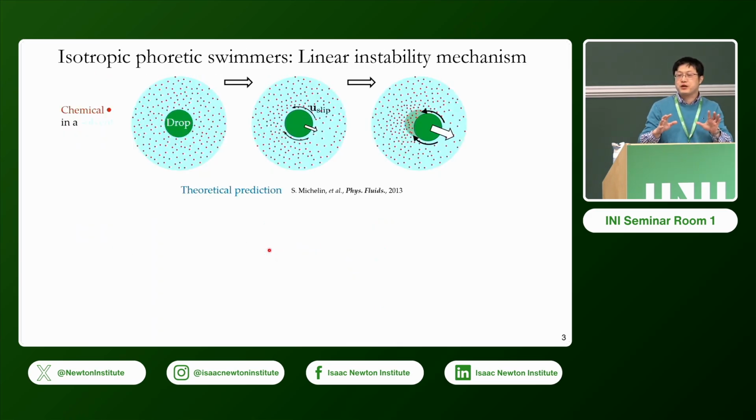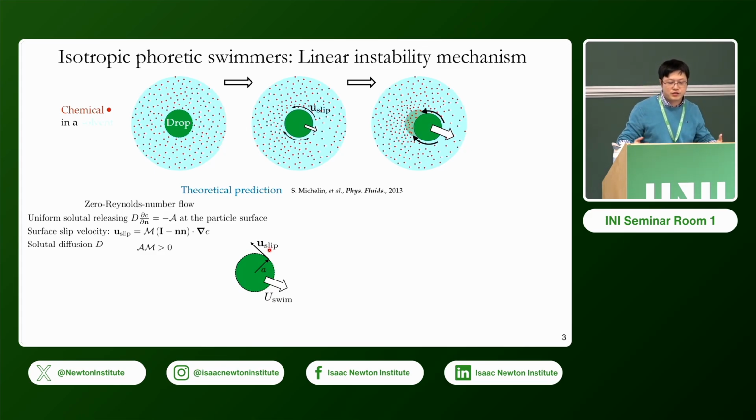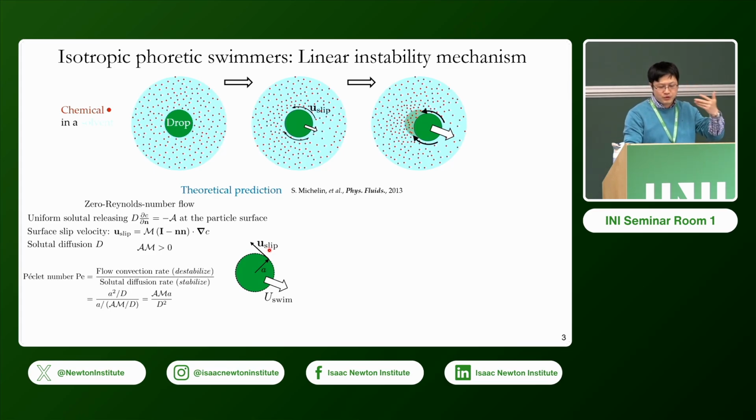This very simple physical picture has been theoretically characterized and modeled by Sebastien Michelin, Eric Lauga and Dominique Bartolo in 2013. The simple picture is that the droplet can be regarded as a spherical particle without internal flow, and on the surface of the particle, it has a uniform and constant release of a chemical, and the diffusion rate of the chemical is D. On the surface, the slip velocity, U slip, tells you the Marangoni flow, where M is the mobility. In order to allow instability to occur, this A and M multiplication has to be positive.